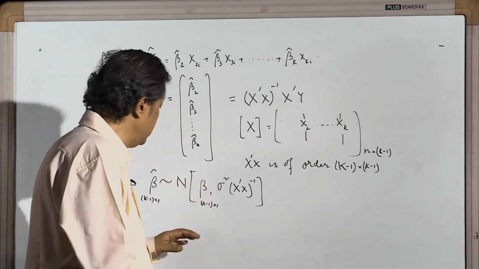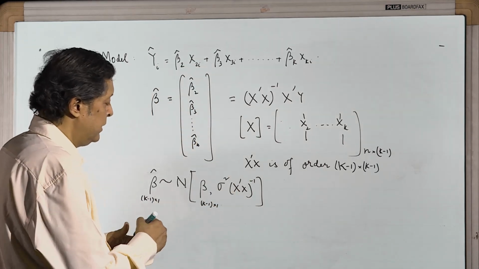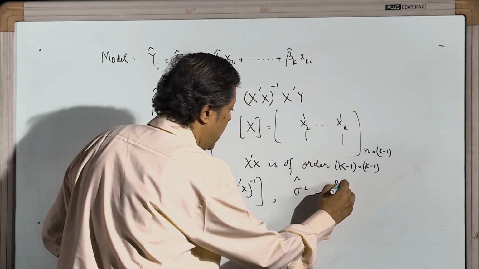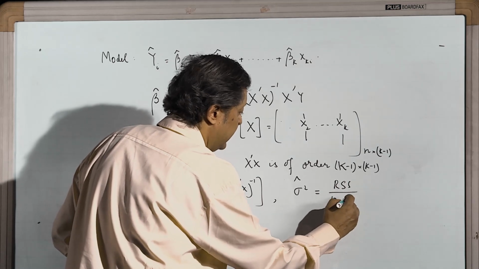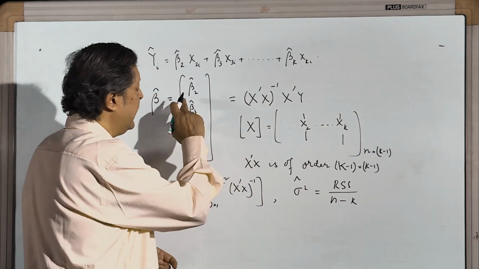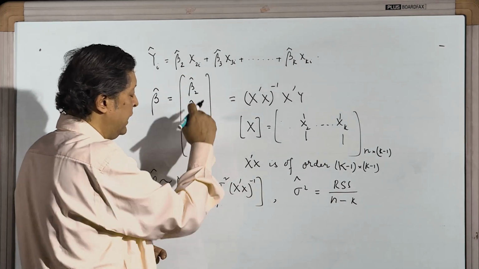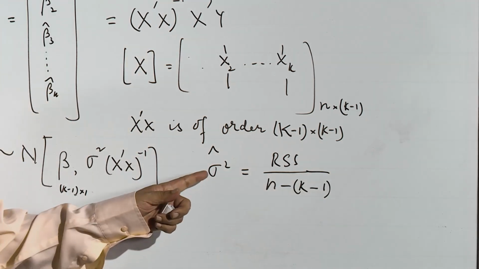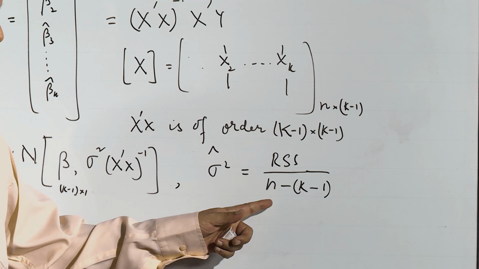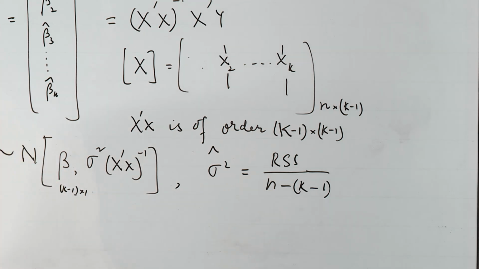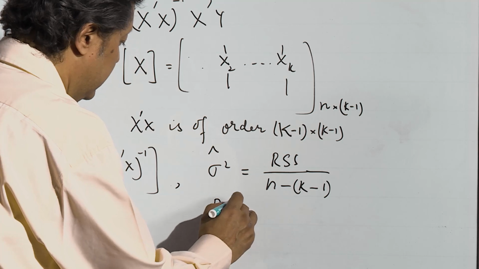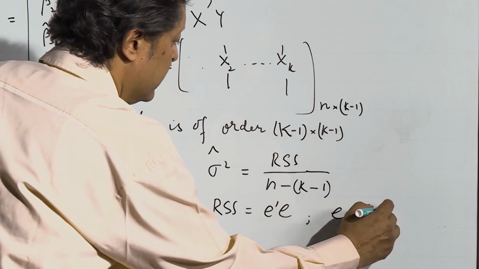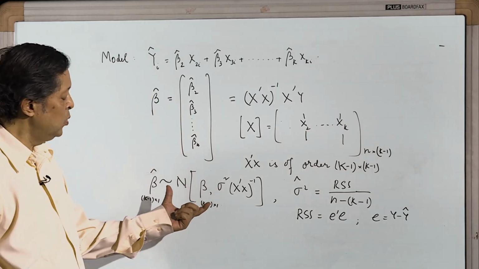Accordingly, we can now use this, and the estimate of sigma square hat, earlier it was RSS divided by n minus k, because we had k elements here, beta 1 through beta k regressors. Now, we have k minus 1. So, sigma square hat is estimated by RSS divided by n minus k minus 1, and RSS, as we have already seen, is defined as E prime E, where E is y minus y hat.